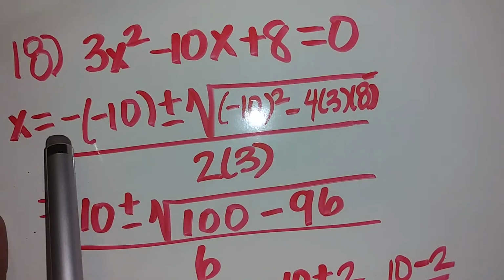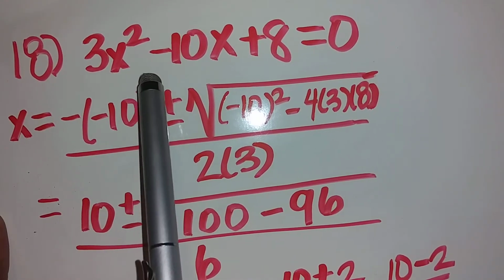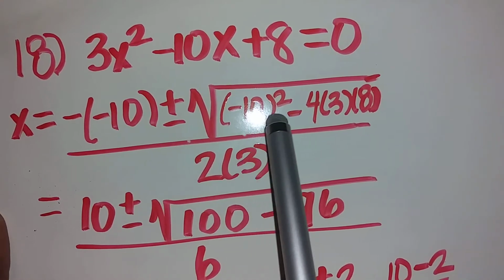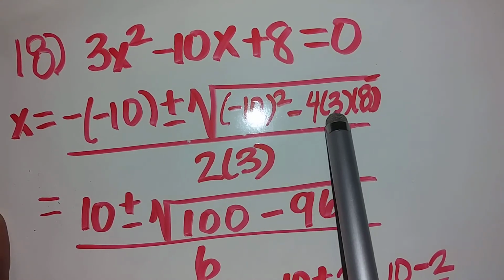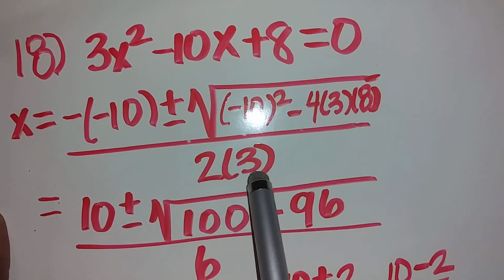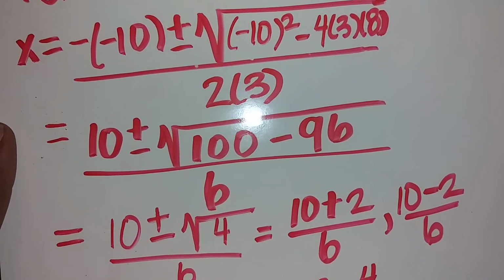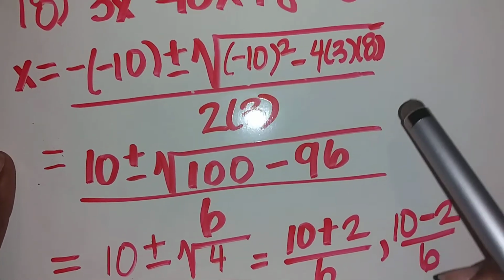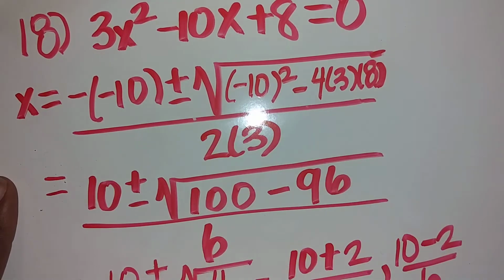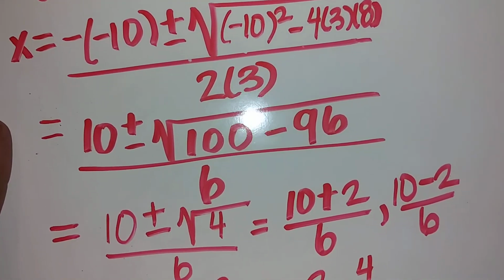And I see negative B plus or minus the square root of B squared minus 4AC, all over 2A. And I plugged in the 3, the negative 10, and the positive 8 for my A, B, and C. So all I did was substitution. Now, if I plug everything in correctly, it's super easy to work out from there.